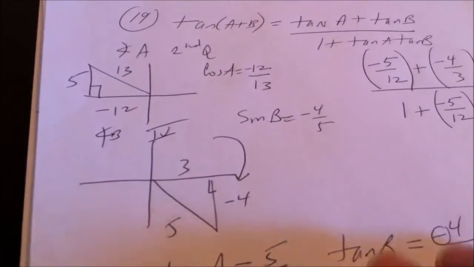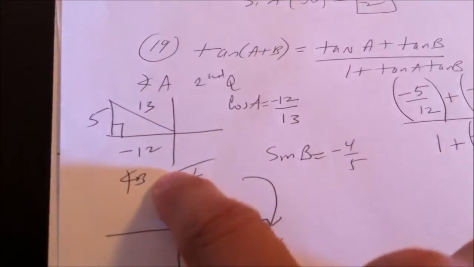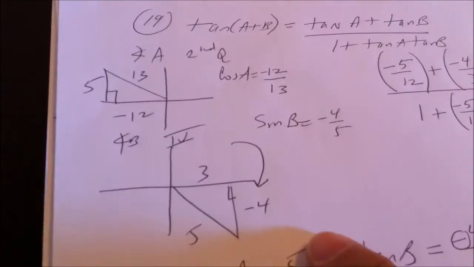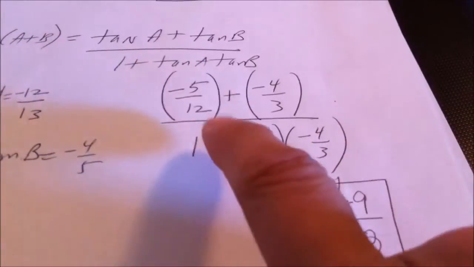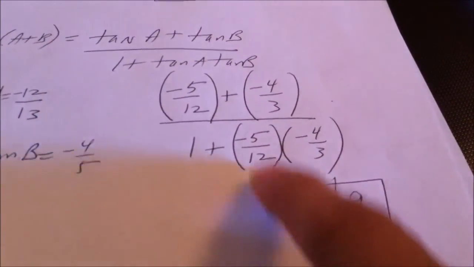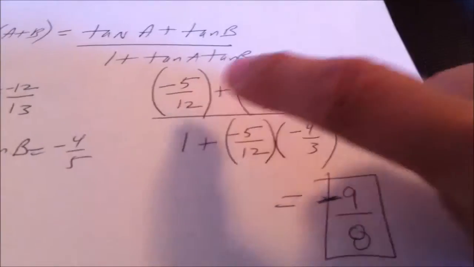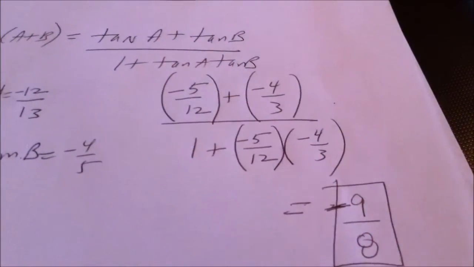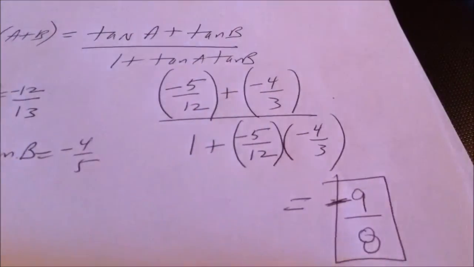So I'm going to need tan A's and I'm going to need tan B's. Tan A will be opposite over adjacent. So tan A is going to be 5 over negative 12. Tan B is going to be negative 4 over 3. So we go to our trusty formula, and wherever I see tan A, I'm going to put my negative 5 over 12. And wherever I see tan B, I'm going to put my negative 4 over 3. Not tan of negative 5 over 12. These are sides. These aren't angles. You don't take the tangent of sides. You take the tangent of angles. This is the ratio that represents the tangent of the angle.